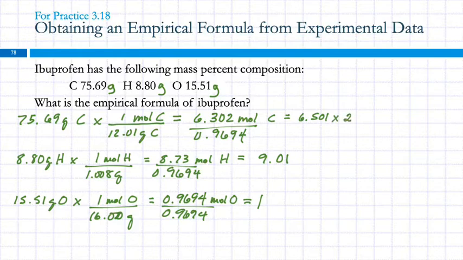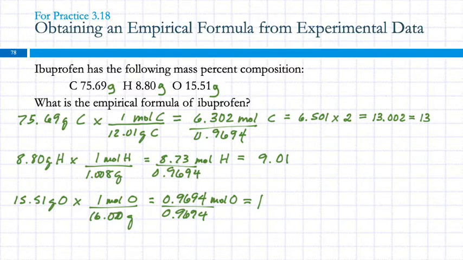And if I don't recognize that, I'm still going to try multiplying by 2 to see what happens. So if I take 6.501 times 2, I get 13.002. Can I round that to a whole number? Sure. That's really close to 13.